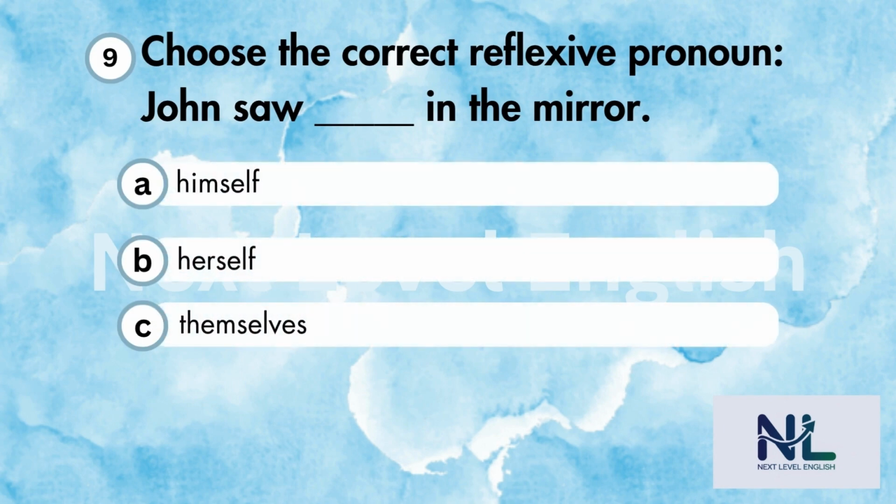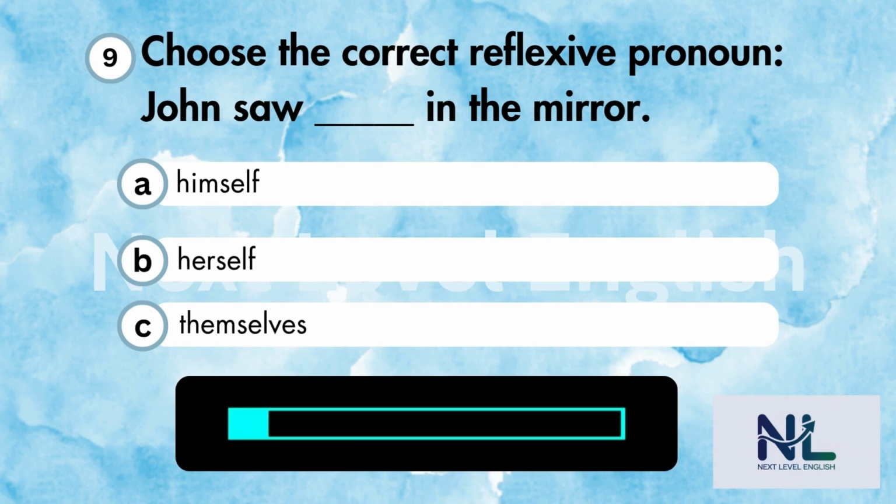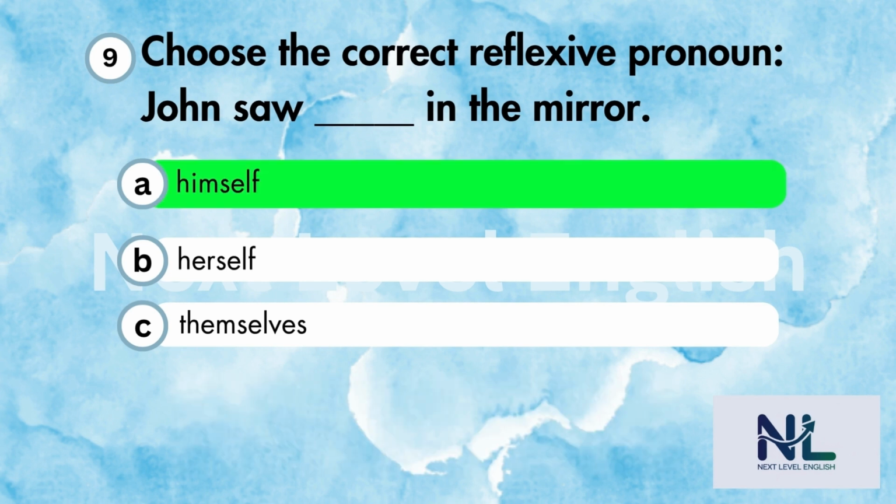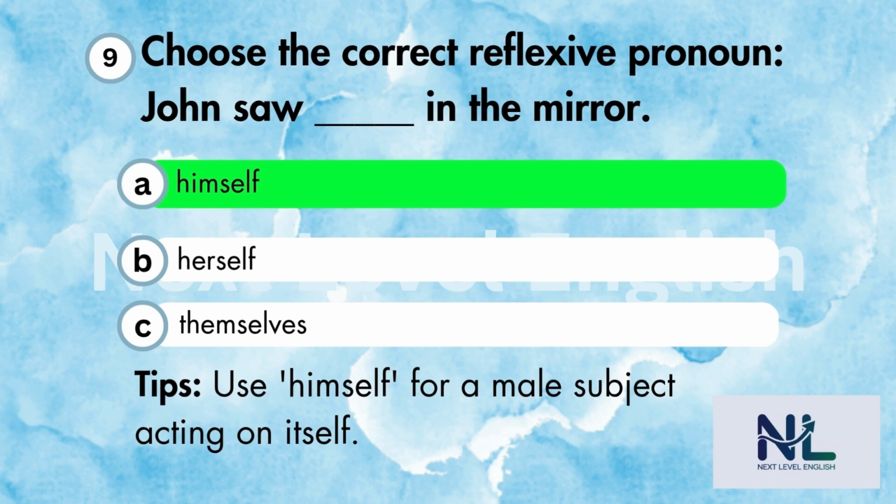9. Choose the correct reflexive pronoun. John saw in the mirror. Himself. Tips: use himself for a male subject acting on itself.